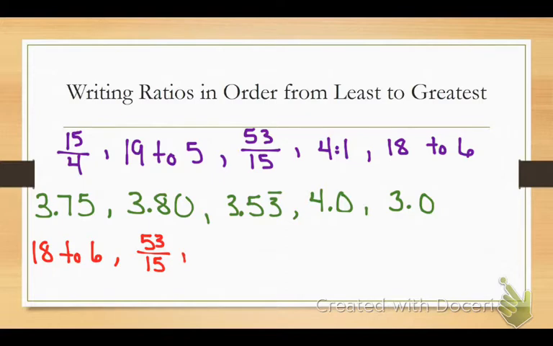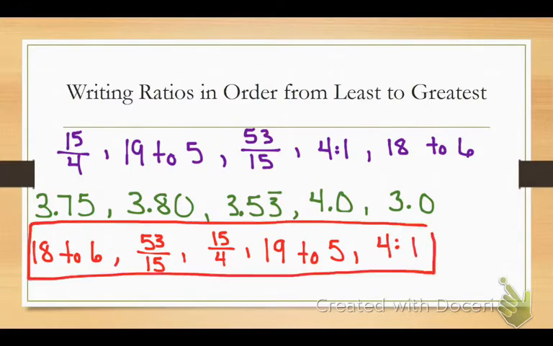Go ahead and write the rest of them in order, least to greatest. So 15 over 4 is next, and then 19 to 5, and then 4 colon 1. 4 to 1, yes. So we write them back in original format, least to greatest. I think you have maybe 2 of these on your homework tonight, just writing them least to greatest.